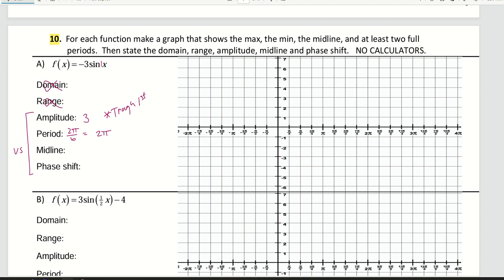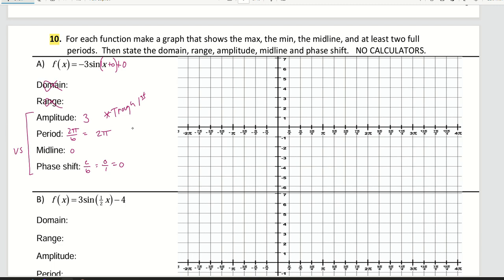The midline is what we are adding at the very end, and since we are adding 0, that means our midline's at 0. And our phase shift, and I know this is getting a little clunky, is going to be C over B. Well, since we're adding 0 inside this input, it would be 0 over a B value of 1. So our phase shift is 0, meaning we start at x equals 0.